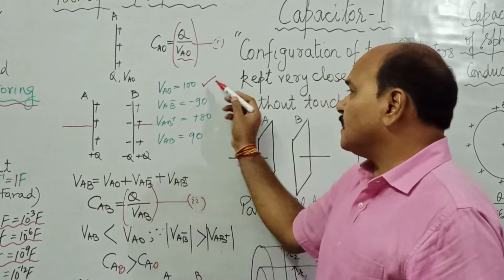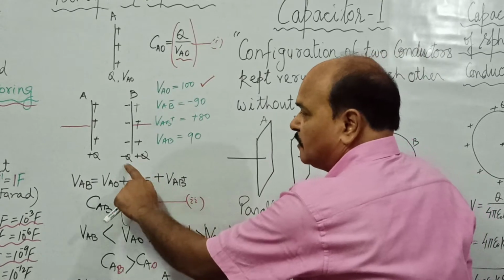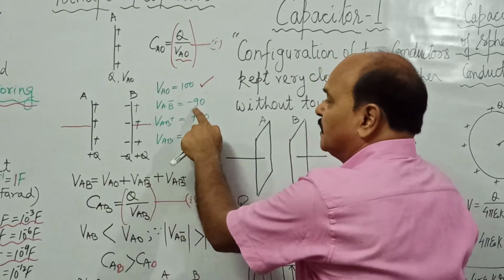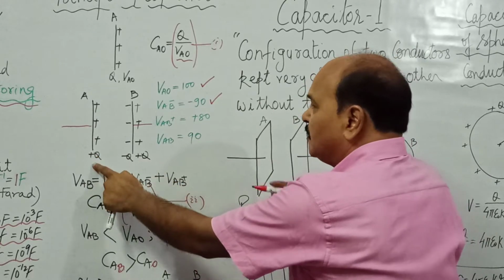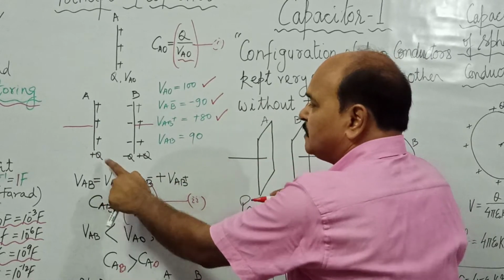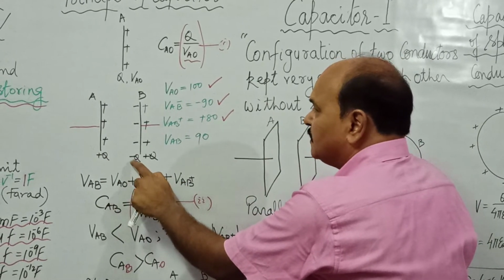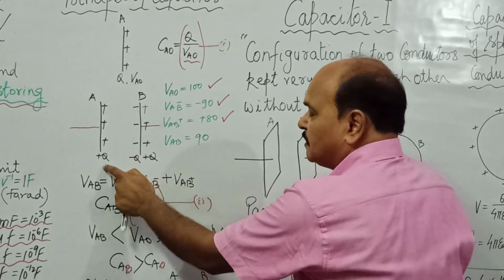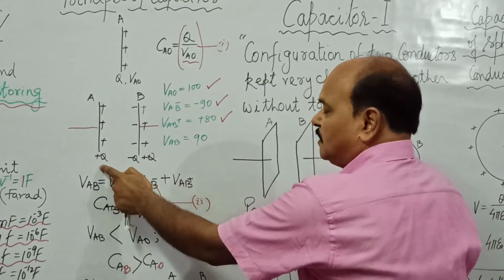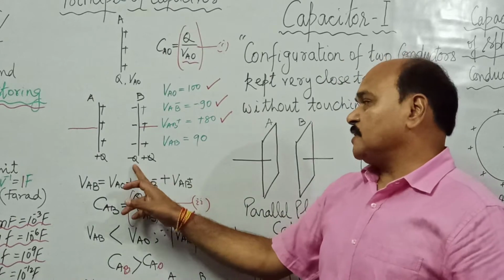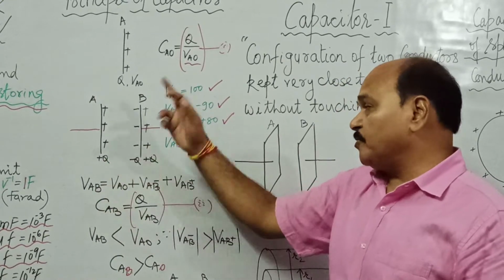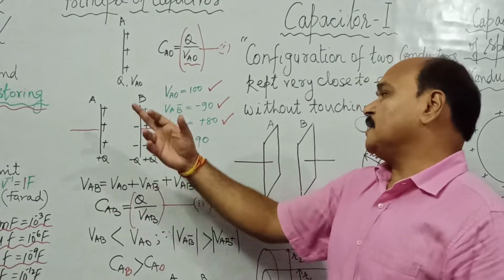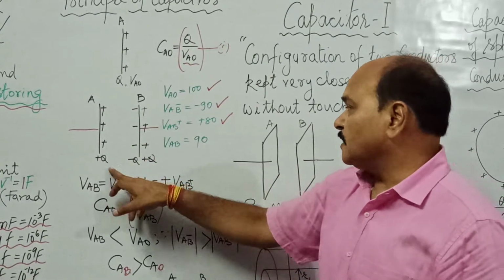So VA0 is 100, and the potential because of this negative charge here would be what? Say minus 90 unit. And the potential because of this positive charge here would be what? Plus 80 unit. So why is this negative potential, minus 90, more than this positive potential here? The reason is this negative charge is closer to these plates as compared to this positive charge. So the negative potential of this plate here would be greater than the positive potential of this plate here.